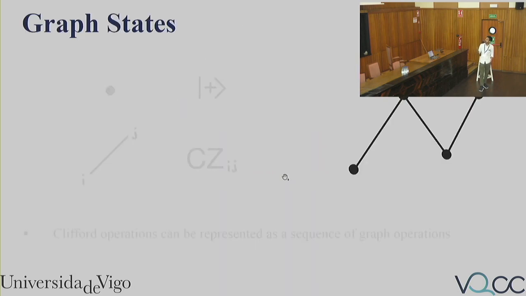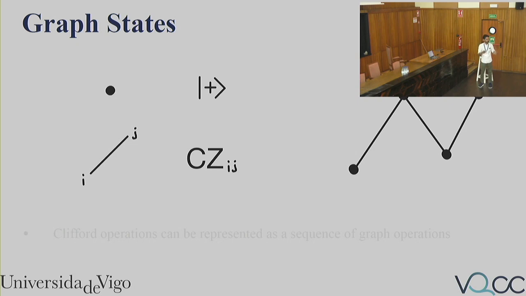Throughout this presentation, I'll be using the graph state formalism. This allows us to represent quantum states as graphs, as shown here. And we can represent the vertices as the plus state and the edges connecting them as the controlled Z gate. And this allows us to convert from graph to quantum state and vice versa.